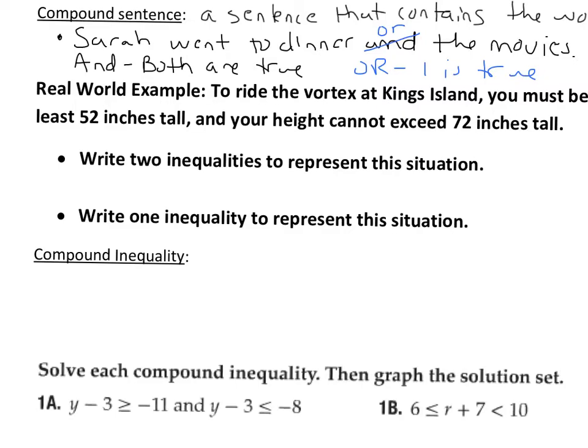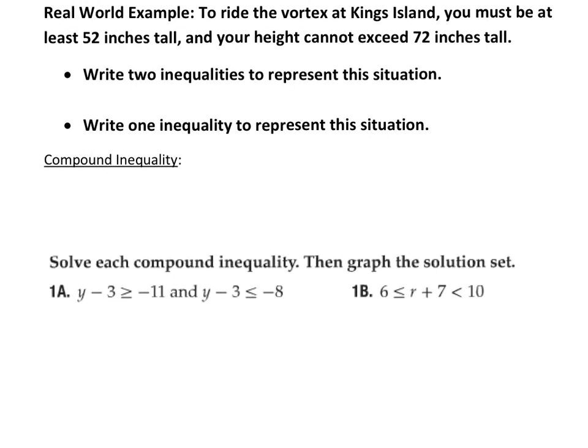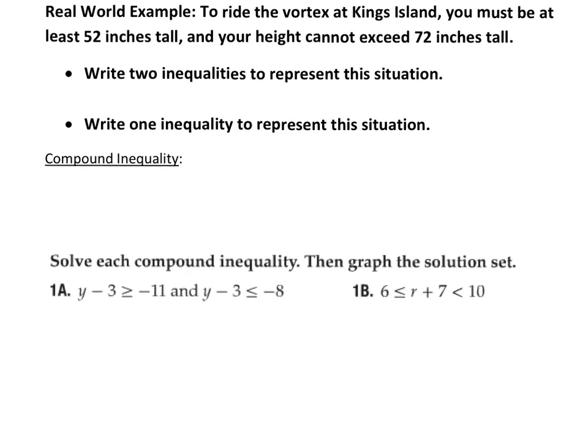Okay? All right, so let's take a look at a real life example here of what a compound inequality might look like. It says to ride the vortex at Kings Island, you must be at least 52 inches tall and your height cannot exceed 72 inches. Write two inequalities to represent this situation. So now if I'm writing my first inequality here and it says that I must be at least 52 inches tall, that means x, which will be my height, x equals height. So I have the x, if I'm at least 52 inches tall, that means the smallest number I can be is 52 and still get to ride.